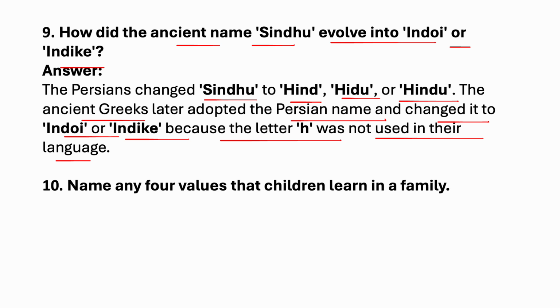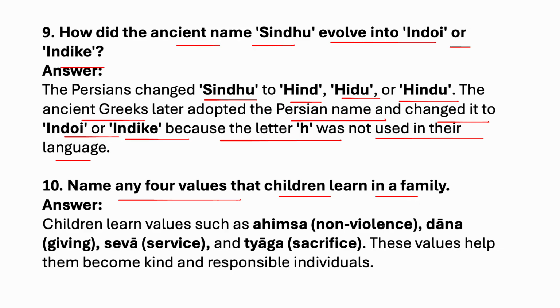Next one, name any 4 values that children learn in a family. Children learn values such as ahimsa or non-violence. Ahimsa or non-violence means being kind to others and not hurting people, animals, or nature. Then dana, that is giving, sharing, and helping those who are in need. Then seva or service, helping family members and others without expecting anything in return. That is seva or service.